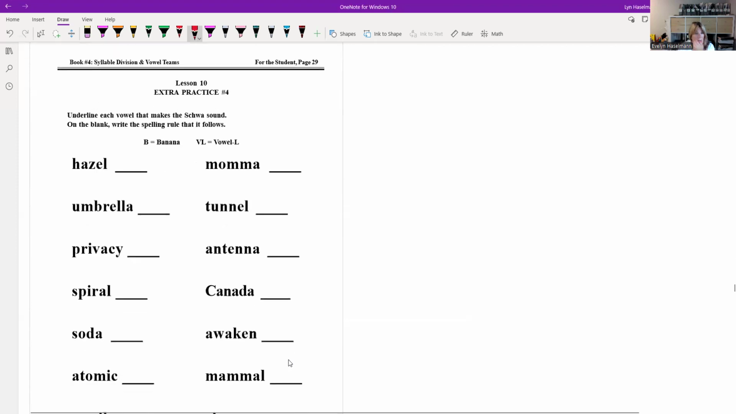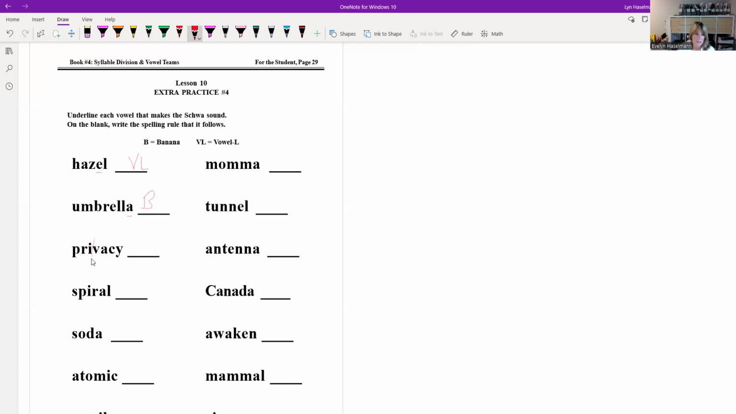Okay, extra practice number 4. Underline each vowel that makes the schwa sound. On the blank, write the spelling rule that it follows. So either the banana rule, which again is going to be open A's, or is it next to an L? So in this case, the word hazel, here's the schwa right here. So this will be a vowel L. Umbrella, that's a banana rule.